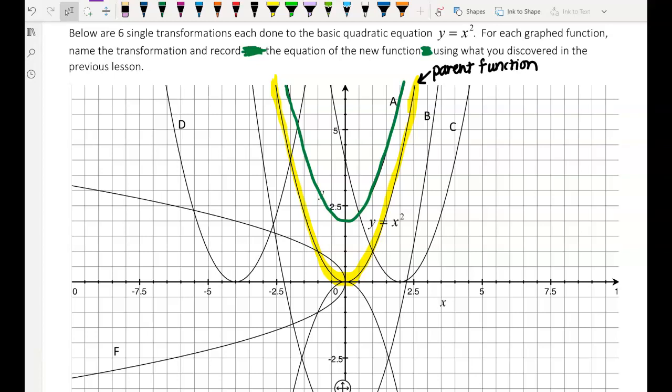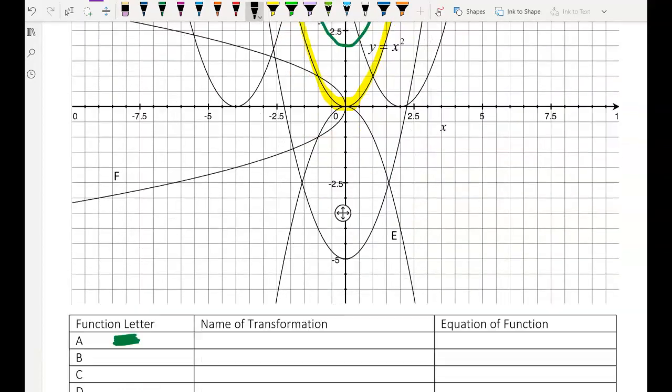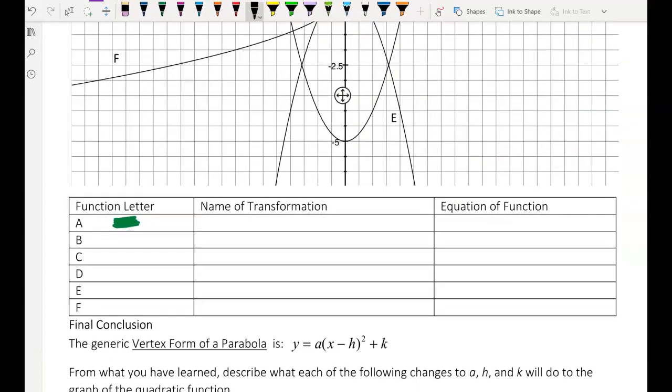And how many units up did it move? Again, it's counting by a half. We have to pay attention to the scale. So it is 4 grid marks, which would be a total of 2 units. So if we're moving up, is that a horizontal shift or a vertical shift? It's a vertical shift. So down here in the name of the transformation, we would put vertical shift. Two units up.